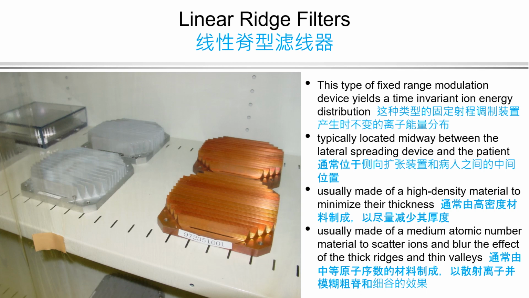They are typically located midway between the lateral spreading device and the patient. They are usually made of a high-density material to minimize their thickness and a medium atomic number to scatter ions and blur the effect of the thick ridges and thin valleys. This slide shows various ridge filters made of aluminum and copper.